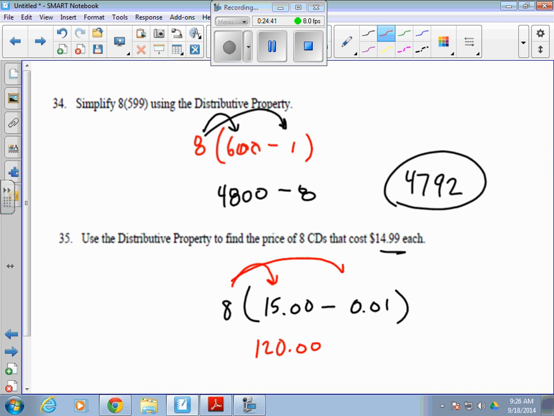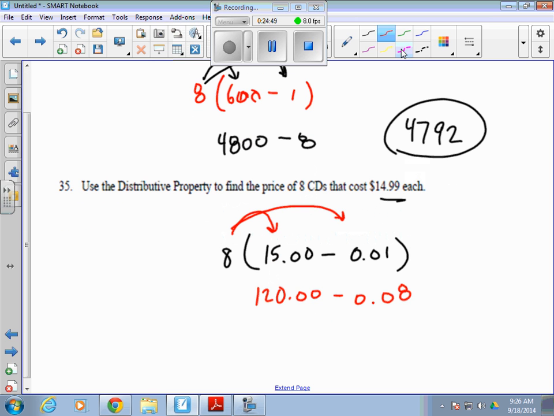And 8 times 1 cent, or negative 1 cent, is negative 8 cents. So 120 minus 8 cents is going to be $119.92. And again, that's using the distributive property for it.